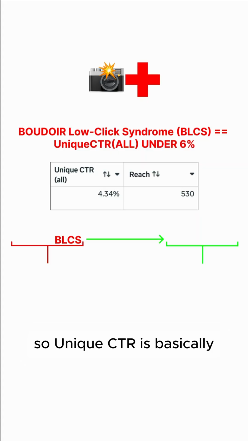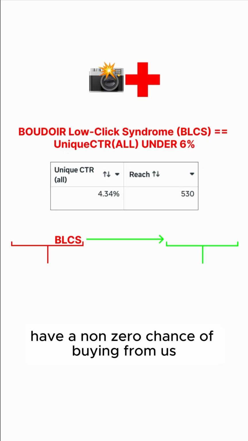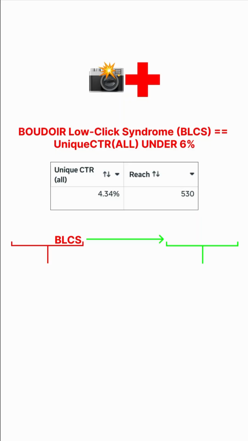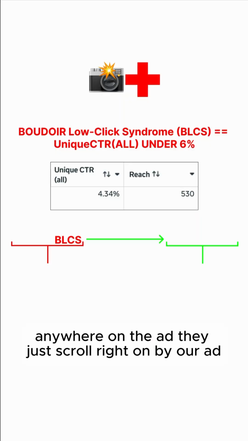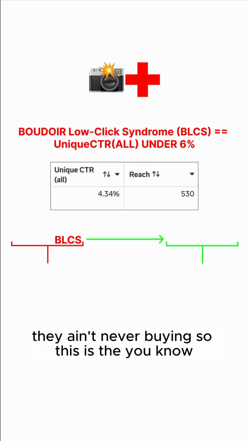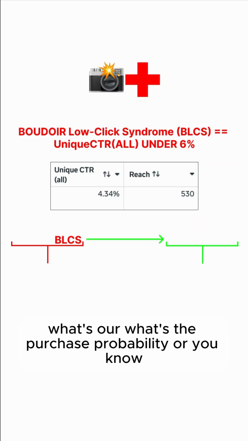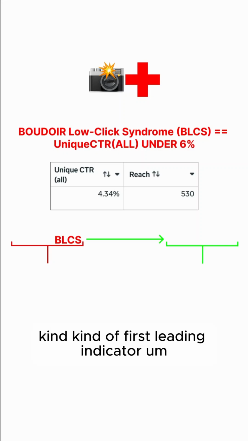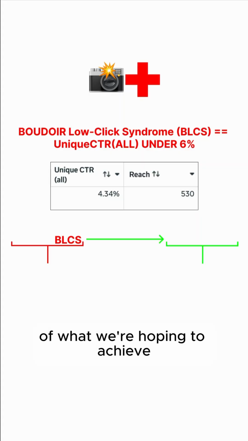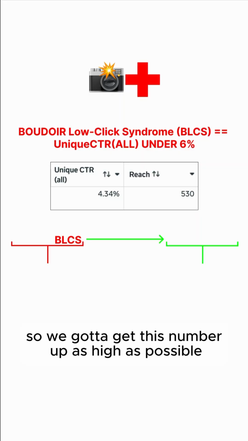So unique CTR all is basically how many women out of 100 did we get to have a non-zero chance of buying from us. That's literally what it is. Because everyone else that doesn't click anywhere on the ad just scrolls right on by. Our ad did not enter their brain. They ain't never buying. So this is the purchase probability, or first leading indicator of what we're hoping to achieve. So we gotta get this number up as high as possible.